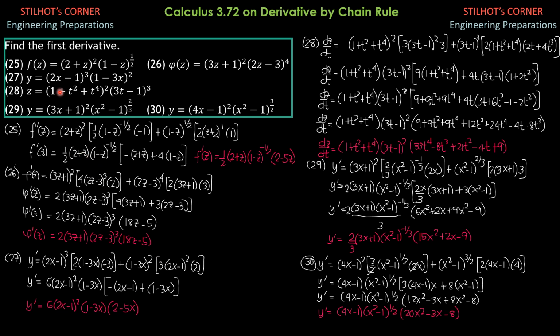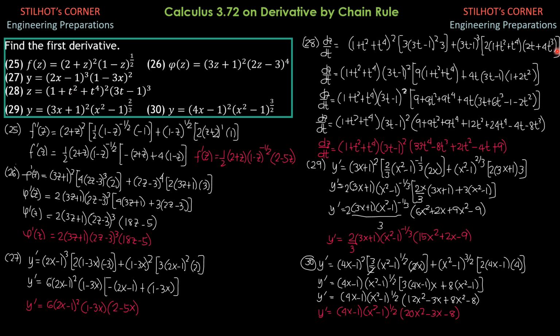Number 28, so we have product again. z prime, or dz dt, is equal to first, we copy this, times derivative of second. Derivative of second is 3 quantity 3t minus 1 squared times 3. So first, copy, times 3 quantity 3t minus 1 squared times 3. Plus second, quantity 3t minus 1 cubed, times derivative of first by power formula: 2 quantity 1 plus t squared plus t to the fourth raised to 1. Then times derivative inside, which is 2t plus 4t cubed.